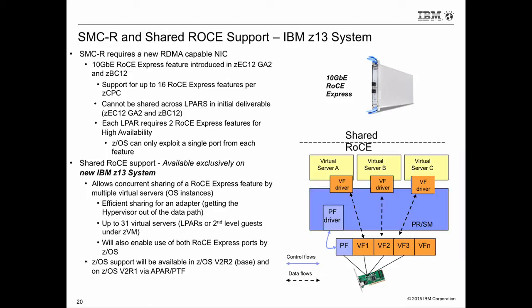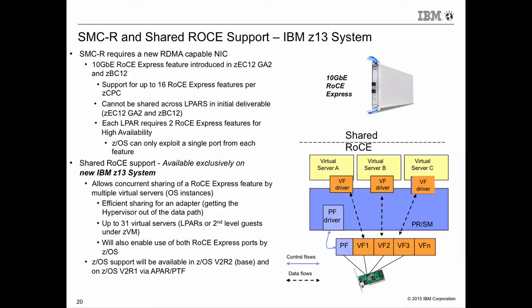Now, in terms of describing some of the enhancements with shared ROCE support, it's important to go over what the state of the art was prior to this announcement. As we mentioned, you needed one or more 10 gigabit ROCE Express cards on those processors. Those processors supported up to 16 physical ROCE Express features per processor. In that time frame, these adapters had to be dedicated to specific LPARs. If an adapter was defined to LPAR 1, LPAR 2 could not use that adapter at the same time. This was quite different than perhaps your OSAs, which some of you may allocate in a dedicated fashion, but many customers will share them across LPARs.